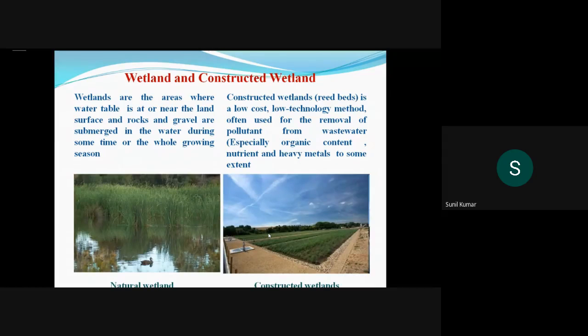See, the advantage of this constructed wetland is that it is a low cost treatment and low technology. In the sense, the cost of construction is comparatively very, very low. Vis-a-vis, the area required for the construction is higher compared to other treatment plants. And low technology, in the sense, only the plant will grow, it will take the organic matter and it will purify the water. No process control in a huge way.